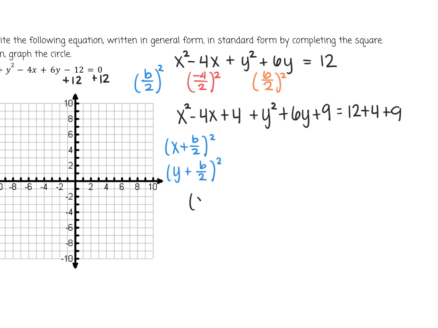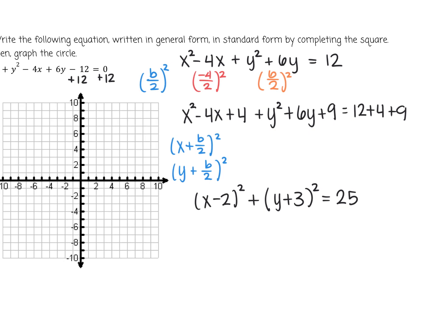So I'm going to get x, and in this case, because b is negative, it's going to be x minus 2 squared plus, and then for y, its b is positive 6, and 6 divided by 2 is 3, so plus y plus 3 squared equals, and now I'm going to do 12 plus 4 plus 9, which is going to give me 25. So now this is the equation of my circle. x minus 2 squared plus y plus 3 squared equals 25.